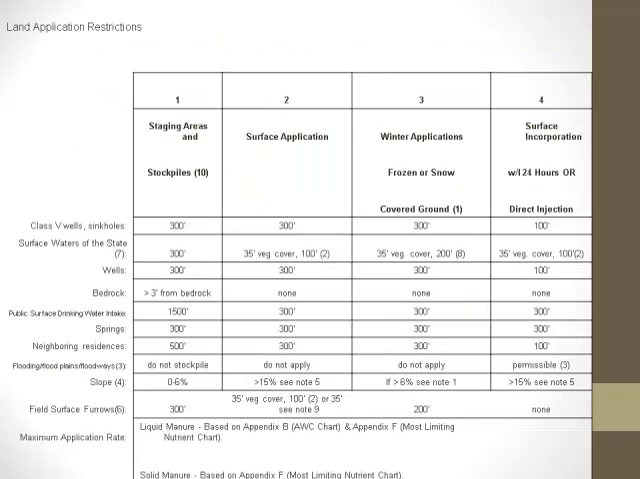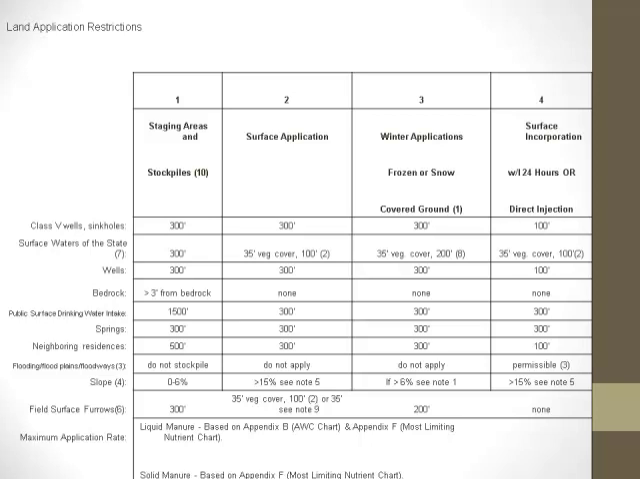This chart lists some of the setbacks that are required by U.S. EPA and our rules and regulations. Springs, 300 feet. Bedrock, 3 feet from bedrock. Wells, 300 feet. Surface waters of the state, it has 300 or 35 feet and 100. 300 feet from staging areas and stockpiles.